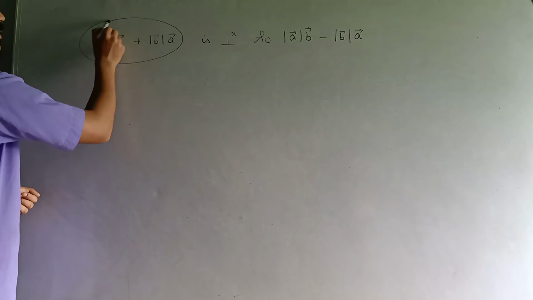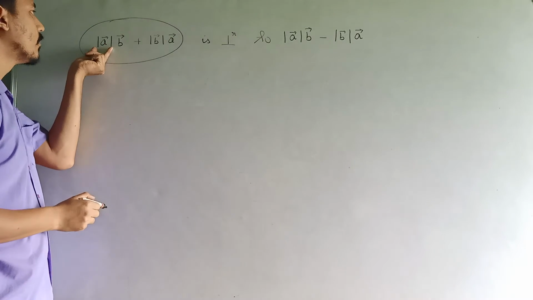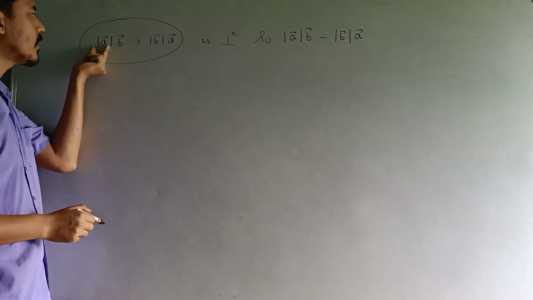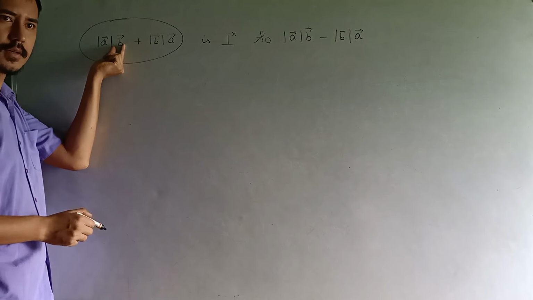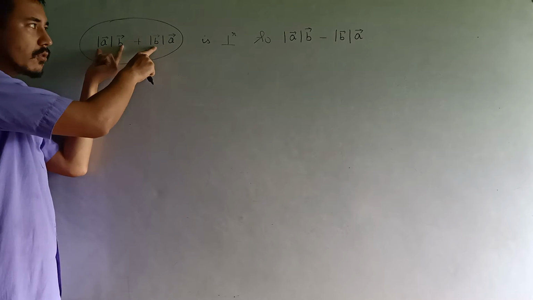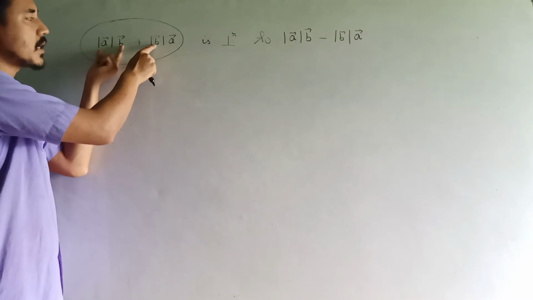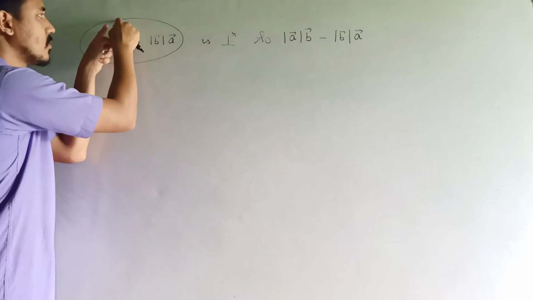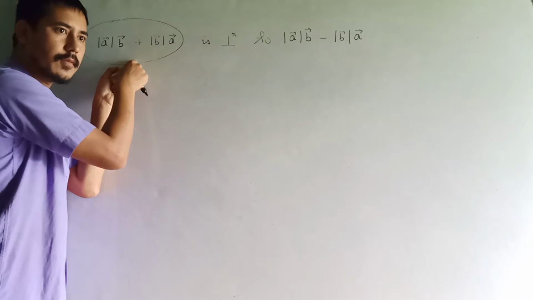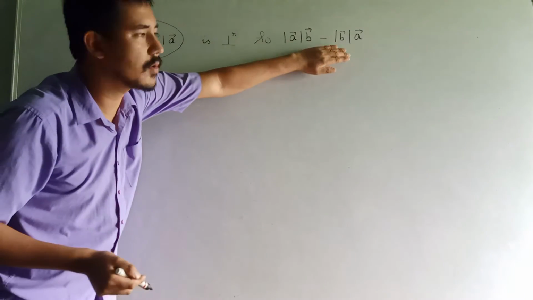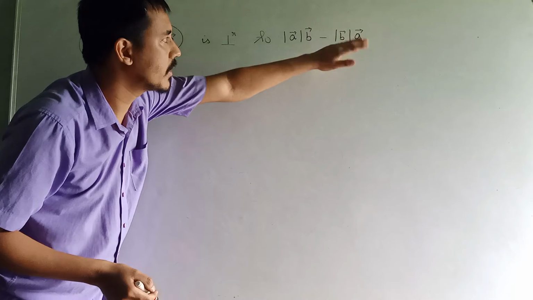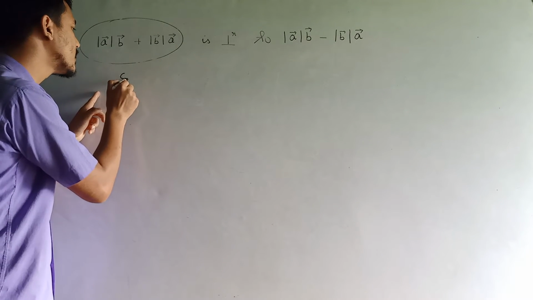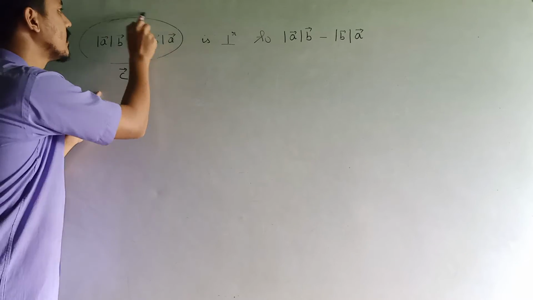See, the magnitude of A means some scalar. Now, some scalar into a vector will give you a vector, right? The magnitude of B means a scalar, so some scalar into vector A will give you a vector, vector plus vector, vector. So this entire quantity is a vector now. Similarly, this entire quantity is also a vector. Vector minus vector will also be a vector, right? So let's say that this entire thing is vector C.